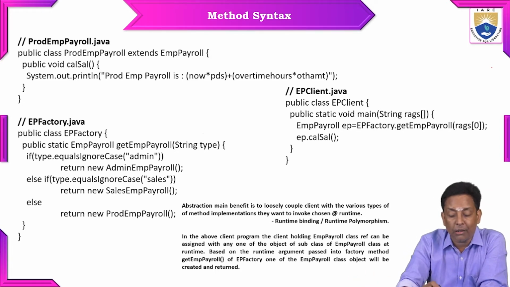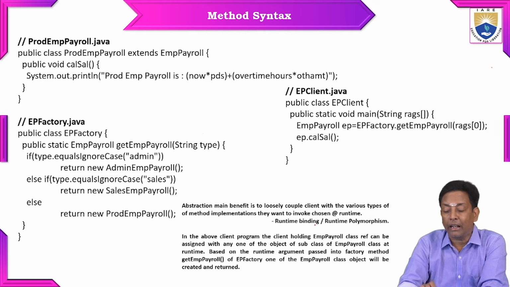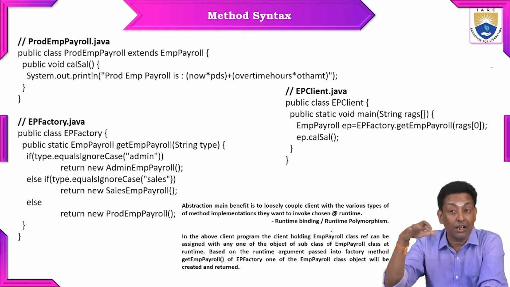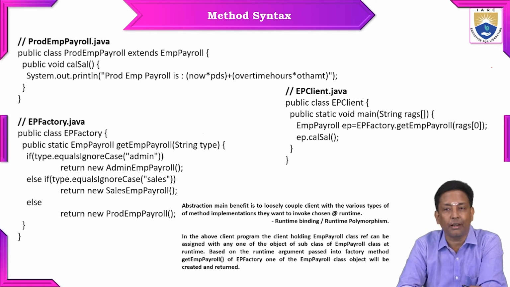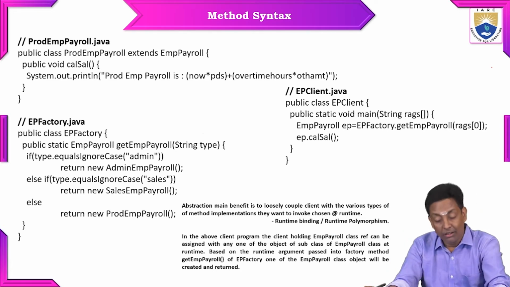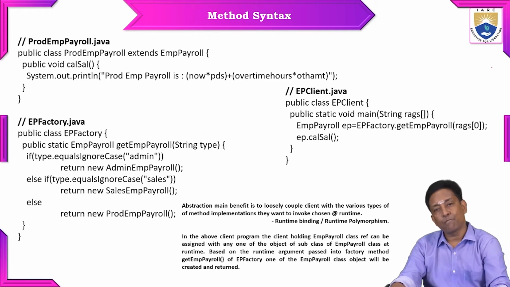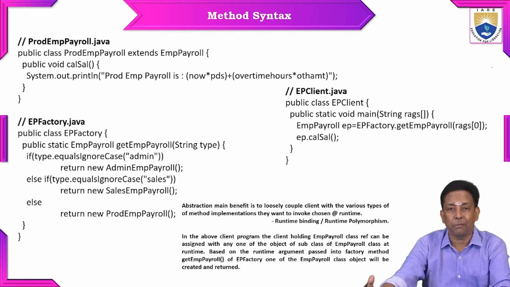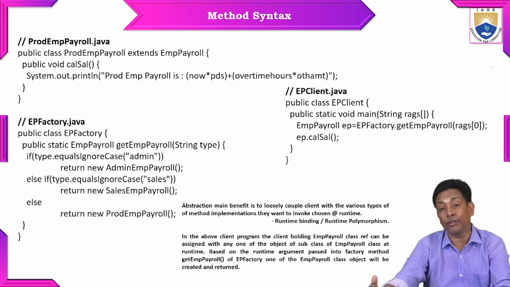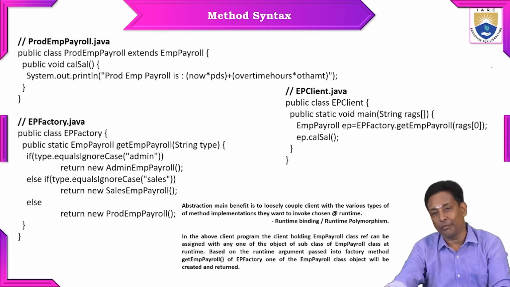So abstraction's main benefit is to loosely couple client with various types of method implementations they want to invoke, choosing at runtime. That is how the abstraction example is. So the abstraction example's main purpose is to achieve runtime polymorphism. When a method is having multiple implementations, client can connect it to any one of the implementations, choosing at runtime. So that is the advantage of abstraction.